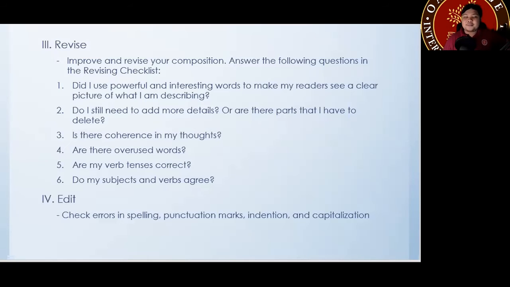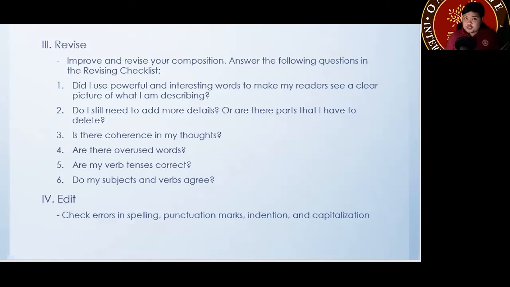When you're done with your revise, for your edit, you have to check your spelling errors, punctuation marks, indentions, and capitalizations. Double check those things. Usually around this part, you would be exchanging papers with one another, but we can't do that right now. So just do it on your own, all right?